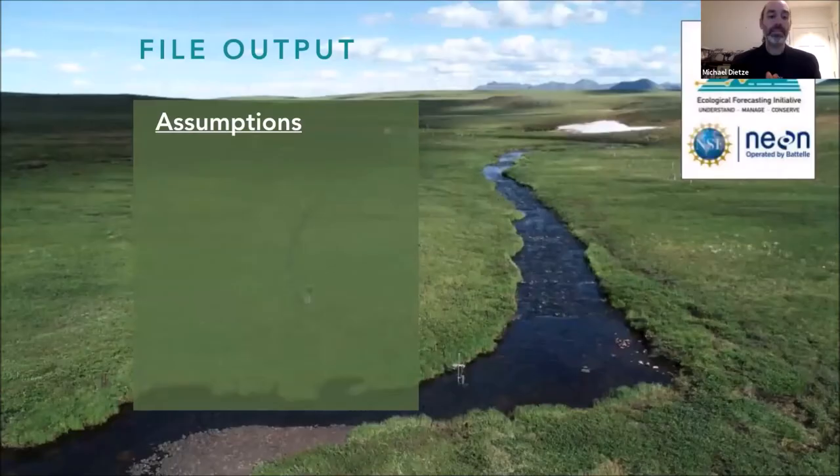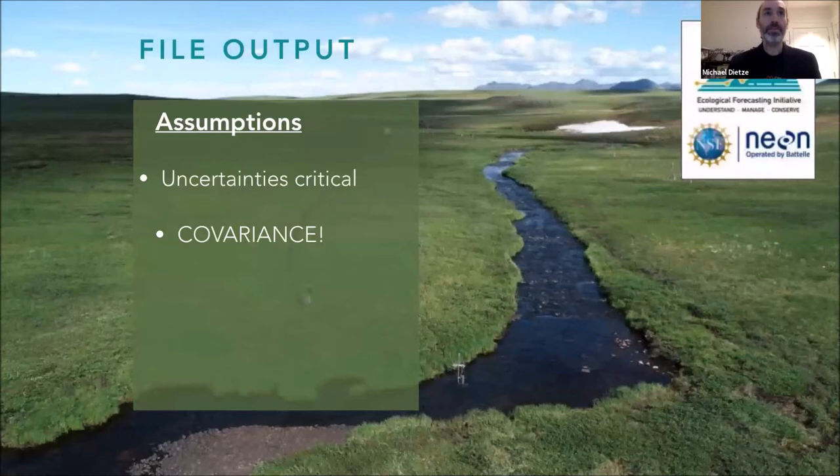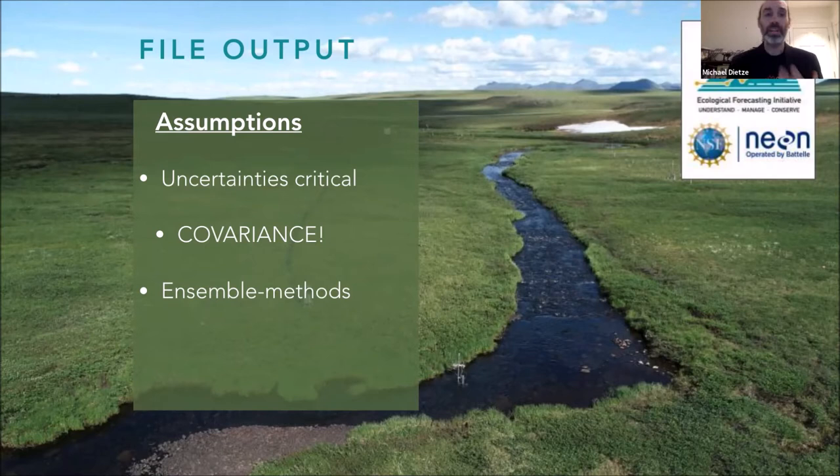Looking first at the forecast output files themselves, our design was informed by a few key principles. First, that uncertainties were critical to capture in ecological forecasts. And furthermore, that we really wanted to try to capture the covariances across time, across space, and across variables. We also would note, to acknowledge, that ensemble methods are very common and popular in ecological forecasting.